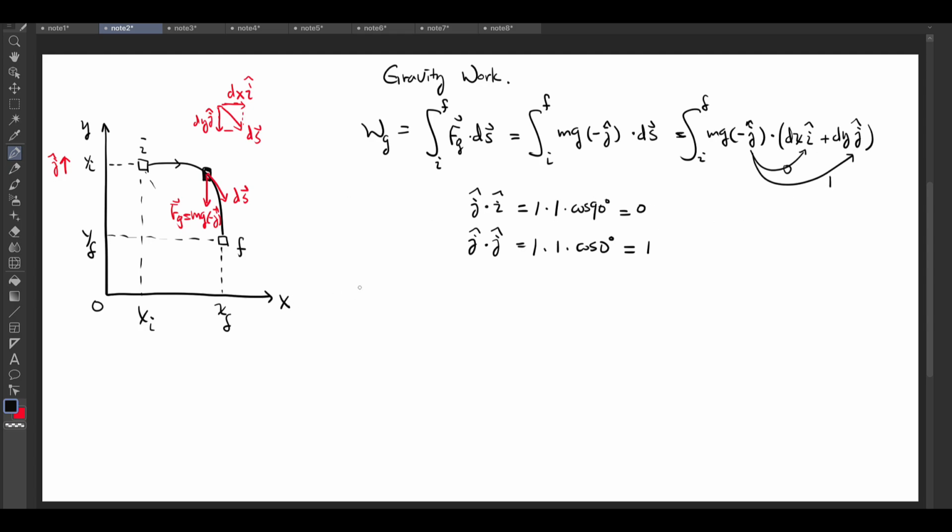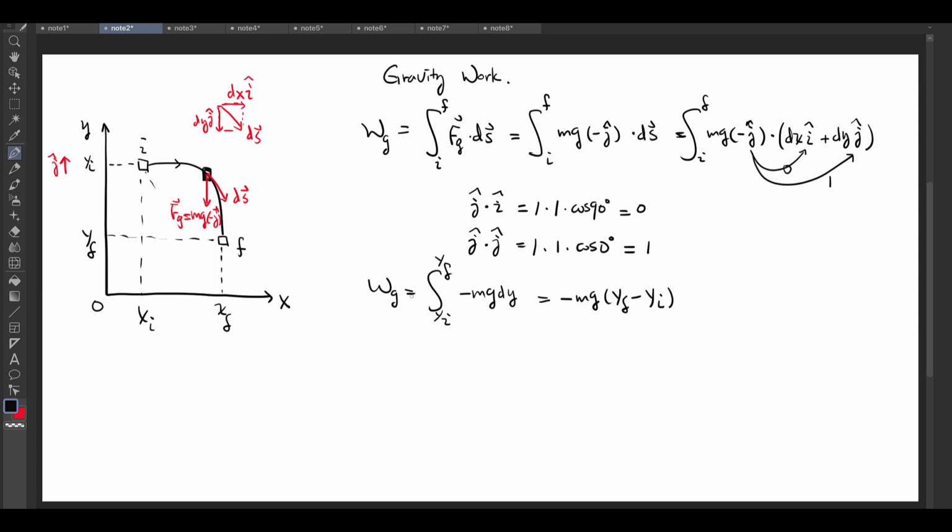Now to summarize, work done by gravity equals the integral from i to f of negative mg dy. Since the x dependence now disappears, because there's no x in the integration, you can say the initial position is just y_i, and the final position is just y_f. The integral here gives us negative mg times y final minus y initial.